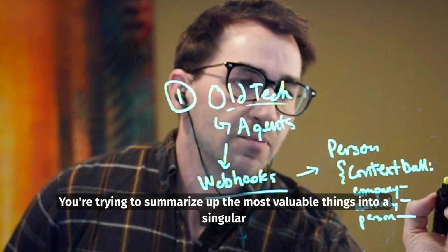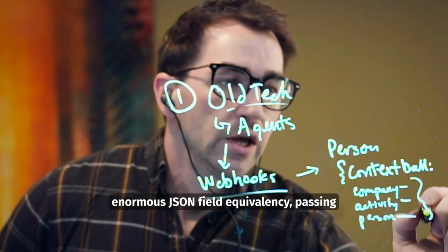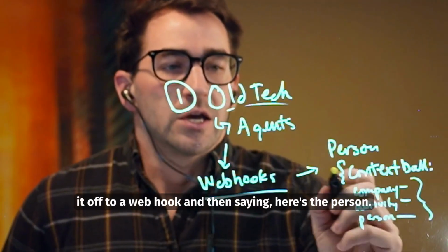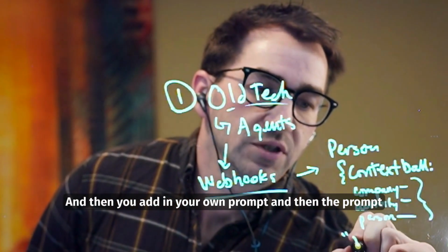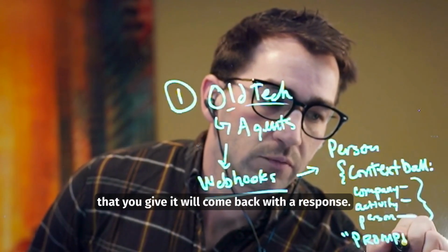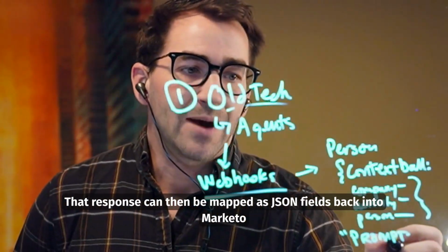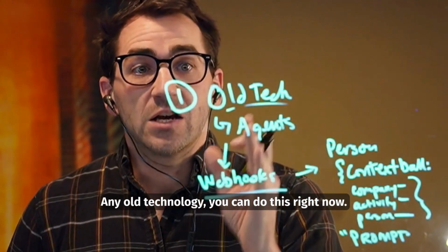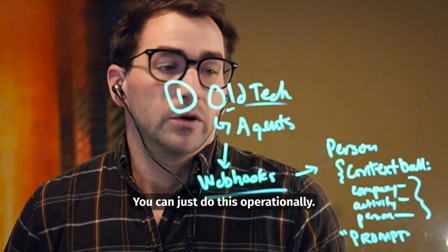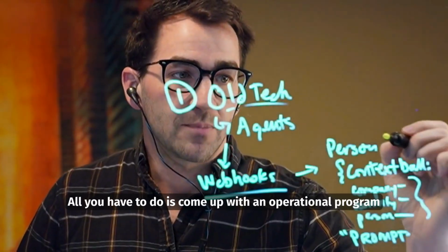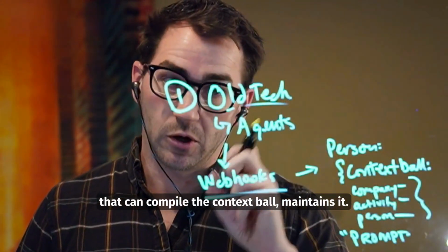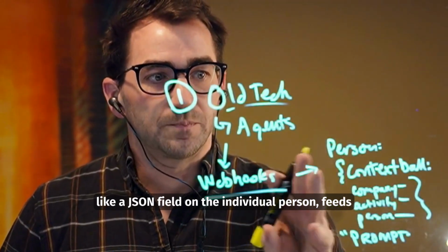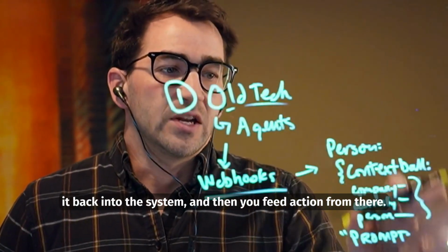You're trying to summarize the most valuable things into a singular, enormous JSON field equivalent, pass it off to a webhook, and say, here's the person, and then you add in your own prompt. The prompt that you give it will come back with a response. That response can then be mapped as JSON fields back into Marketo or the marketing automation platform itself. With any old technology, you can do this right now. You can just do this operationally. All you have to do is come up with an operational program that can compile the context ball, maintain it, turn it into a JSON field on the individual person, feed it back into the system, and then you feed action from there.